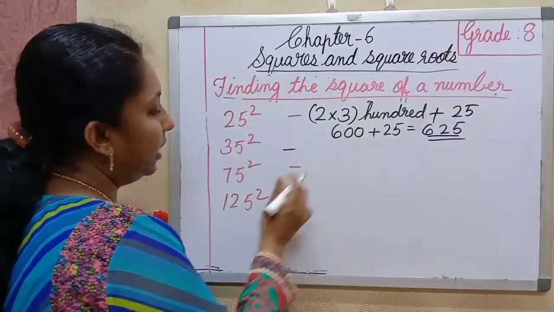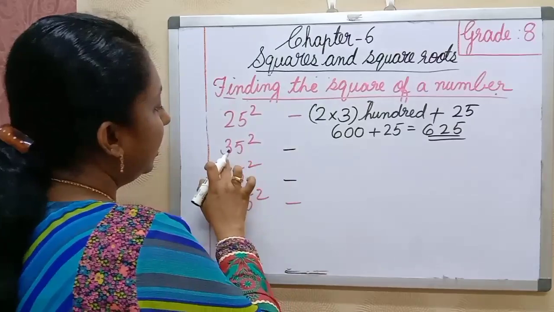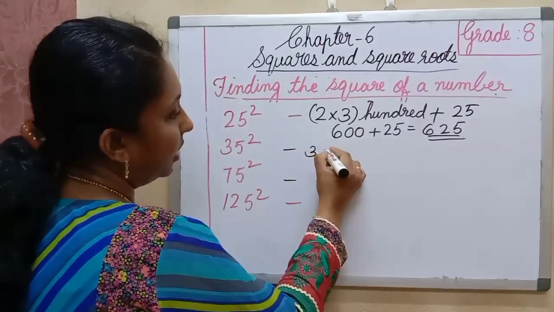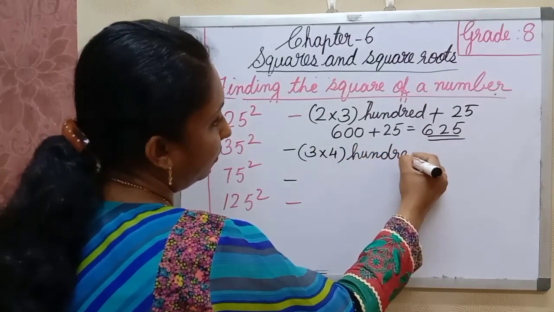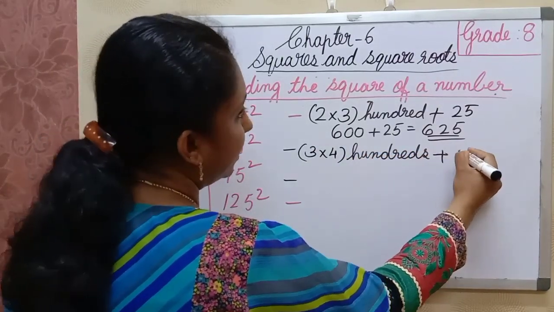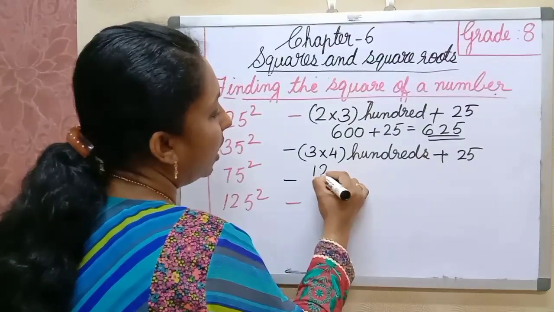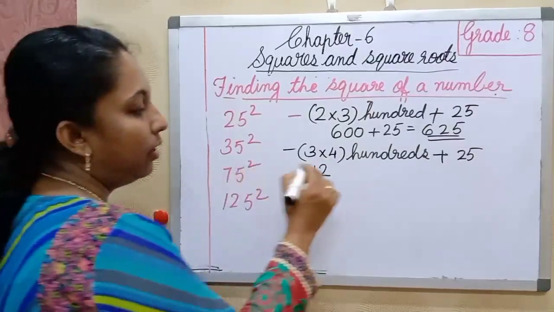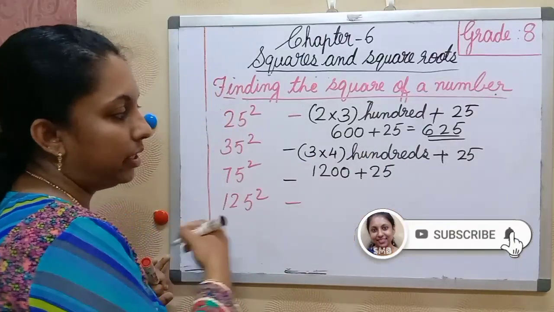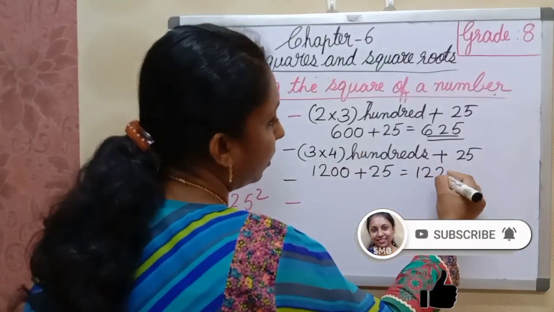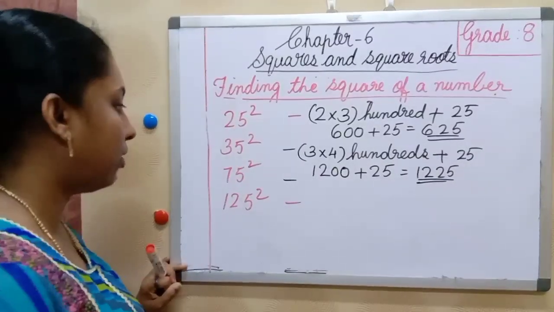Okay, next one, 35 square. Same method we can use, that is first digit is 3, that is 3 into 4 hundreds plus 25. Unit place obviously 25 only. That is 1200 means 12 into 100, 1200 plus 25. It is 1225. You can check whether it is correct or not.